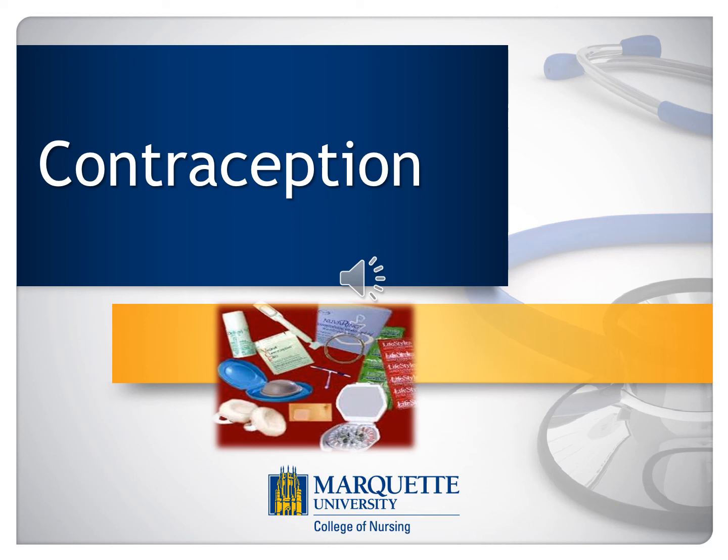It's important to note that these decisions can be made by the woman herself or in collaboration with her partners. There are various reasons women and couples use contraception. The obvious one is to avoid pregnancy, also to space pregnancies, and to control the number of pregnancies.